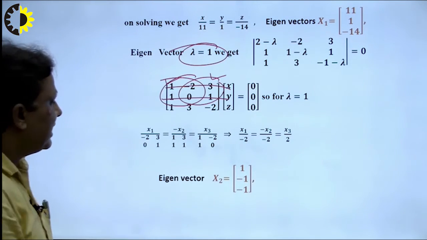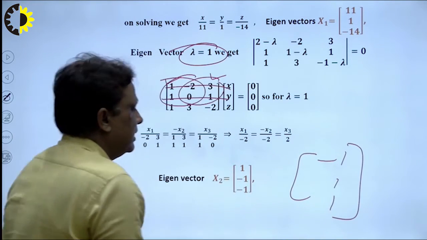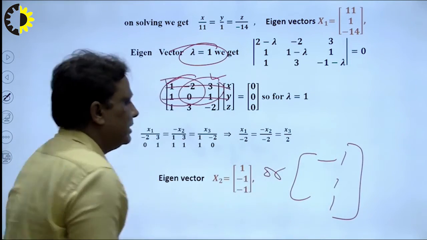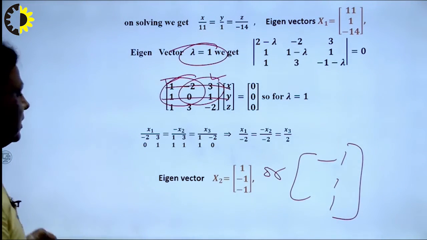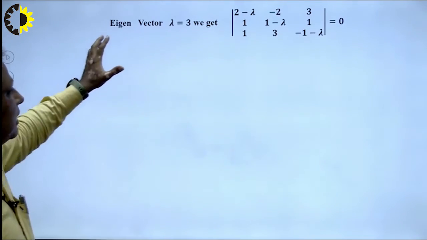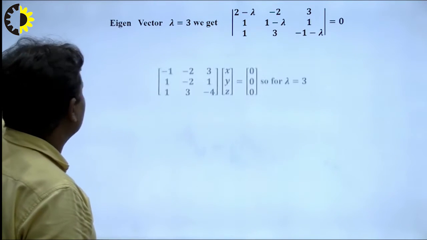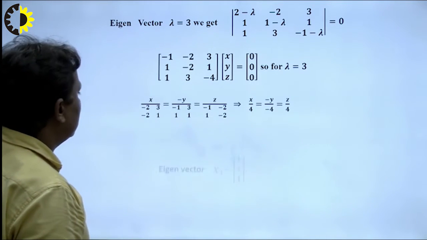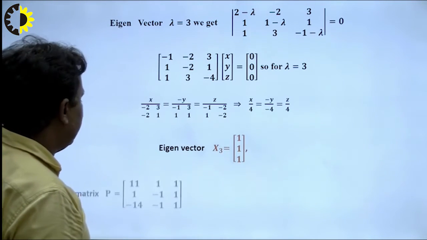Students can write it here, right? Minus 1 1 1 here. These both are the same, right? So in this way we can find out our result here. In this way we find the next eigenvector at lambda is equal to 3 here. This is the procedure to calculate our result. This is the third eigenvector. Now we find the modal matrix P here, right?